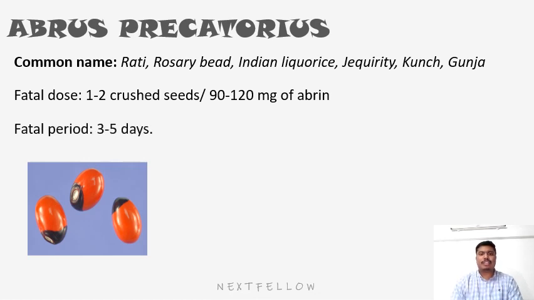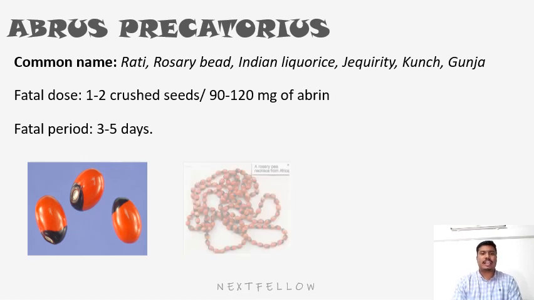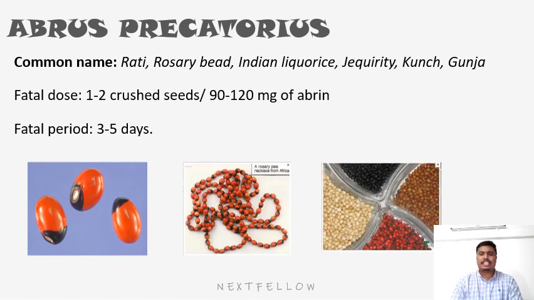There are various types of seeds. Seeds can be red with a black spot at the end; this is the rosary bead. Seeds can be black with one white spot at the end, or white seeds with a black spot at the end. So these are all the seeds of Abrus precatorius.